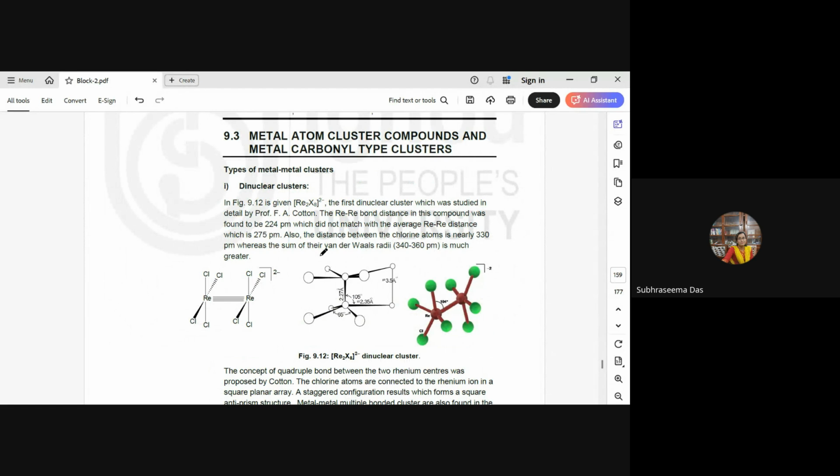Then coming to dinuclear clusters. Here we will talk about different metal atom cluster compounds and their metal carbonyl type clusters. An example of a dinuclear cluster is Re2X8. This is a very common dinuclear cluster and it was first studied by F.A. Cotton. The rhenium-rhenium distance did not match. It was found to be 274, but it did not match the theoretical value of 275.